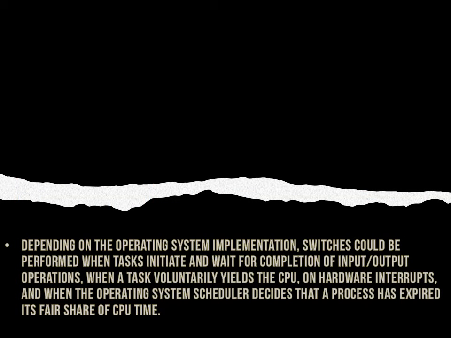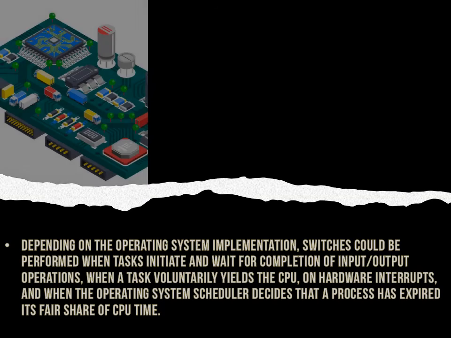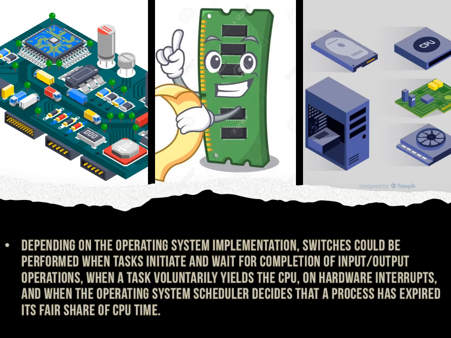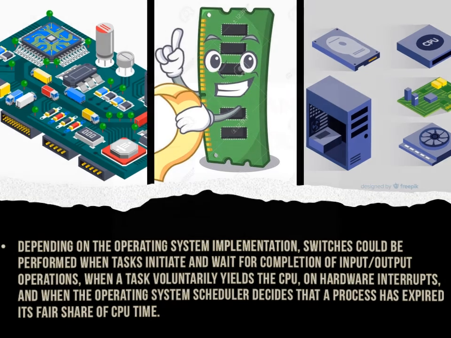Depending on the operating system implementation, switches could be performed when tasks initiate and wait for completion of input-output operations, when a task voluntarily yields the CPU, on hardware interrupts, and when the operating system scheduler decides that a process has expired its fair share of CPU time.